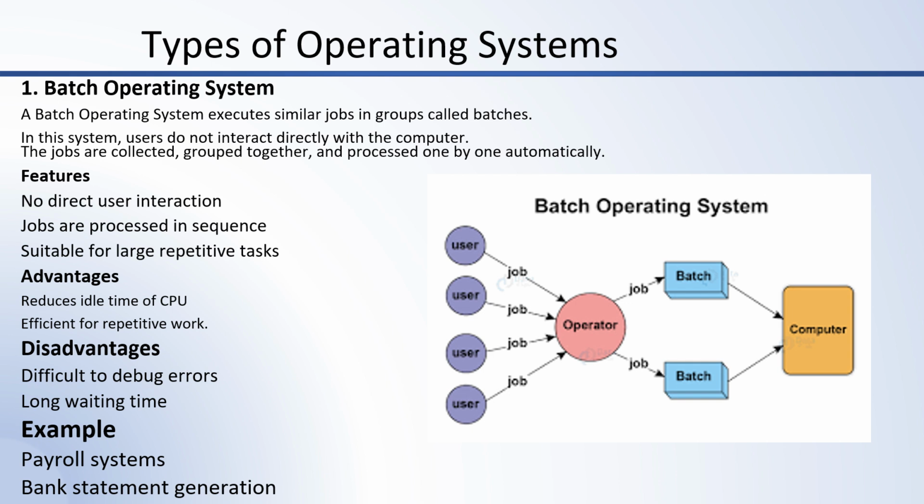Now let us understand how it works. Users submit jobs to the system. Jobs with similar requirements are grouped together. Then, the CPU processes all the jobs sequentially. Some important features of batch operating system are: automatic job processing, no direct user interaction, suitable for repetitive work.